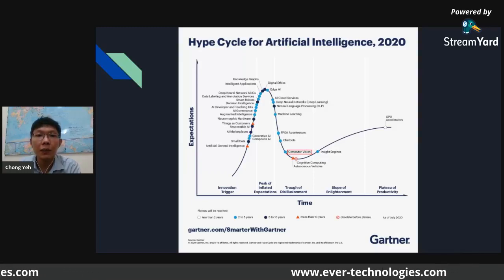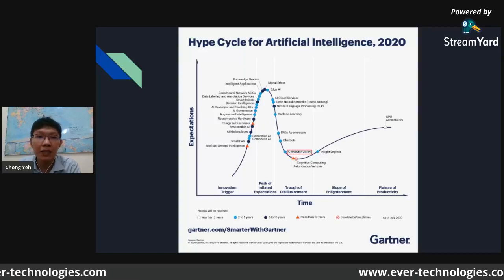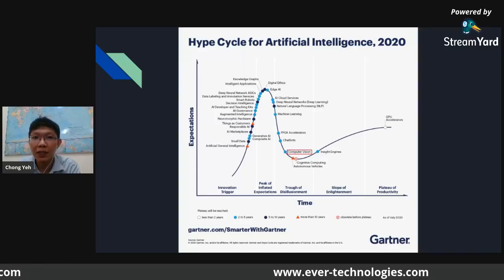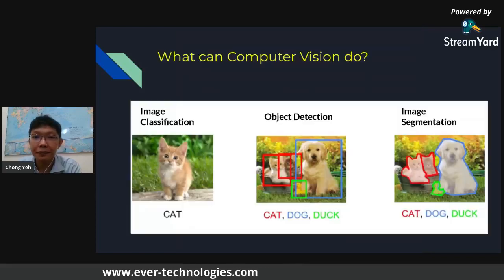And as you can see, computer vision, this is a chart from last year. Computer vision today is by far more than ready to be applied in real life, and we can actually build something useful from it, which is what we're going to show. Let's look at the next slide.